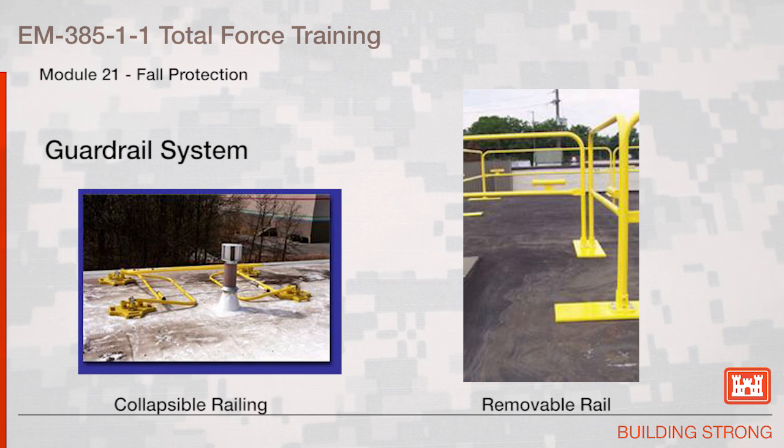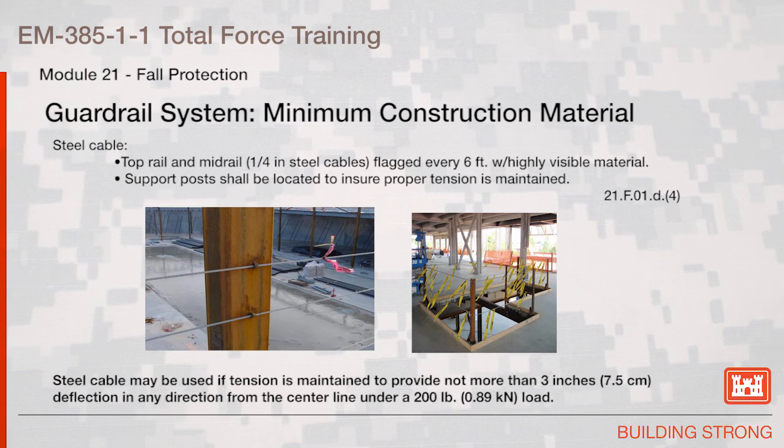This slide shows two different types of guardrail systems typically used during roof work. One is a collapsible railing system to allow maintenance around the stack as shown in the left-hand picture, and on the right-hand side is a guardrail system which is removable and portable.